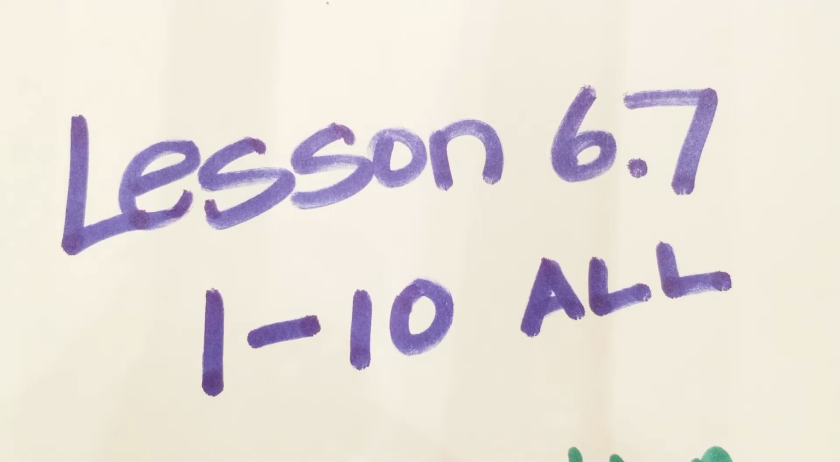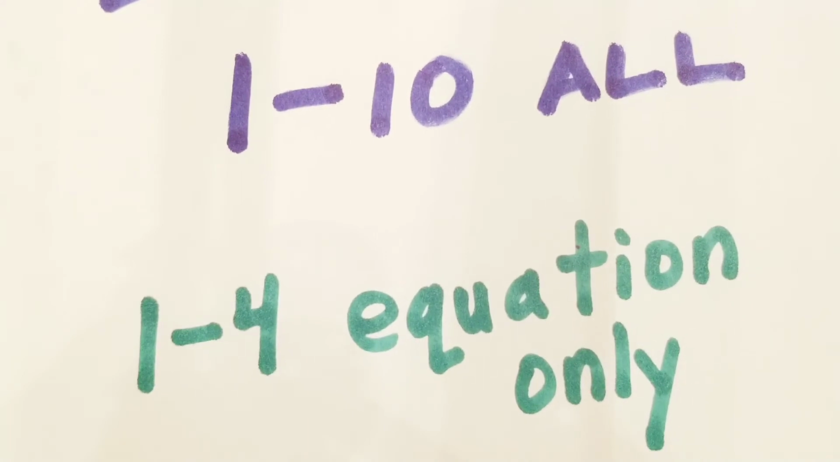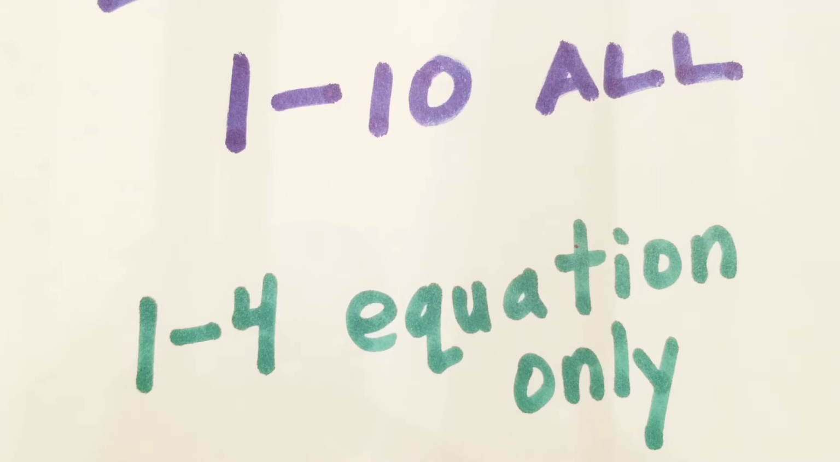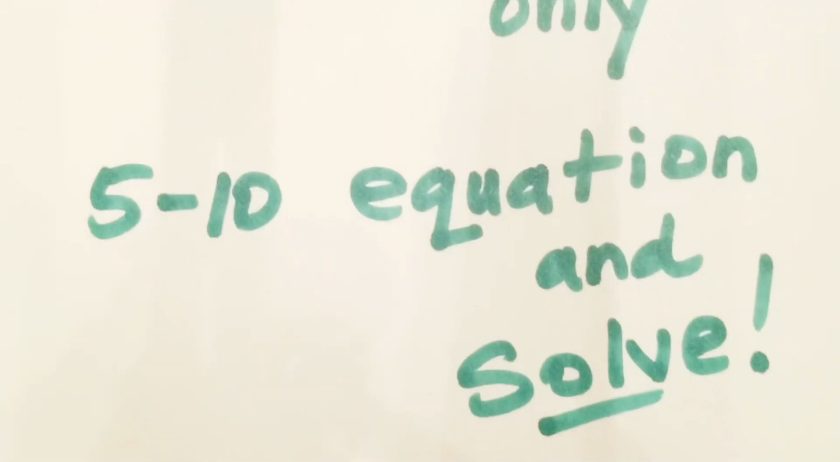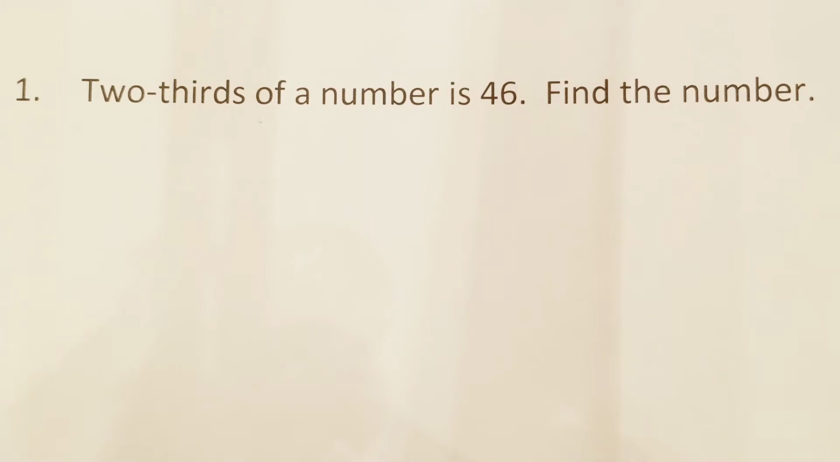So anyway, 1 through 10 all. On numbers 1 through 4, you will do the equation only. If you look at the instructions for 1 through 4, it just says choose a variable to represent the unknown. So you're just going to choose a variable to answer your question, and then you're going to write an equation only. You do not need to solve it, you just need the equation. And then 5 through 10, we are going to find an equation for that word problem, and then we're going to solve it.